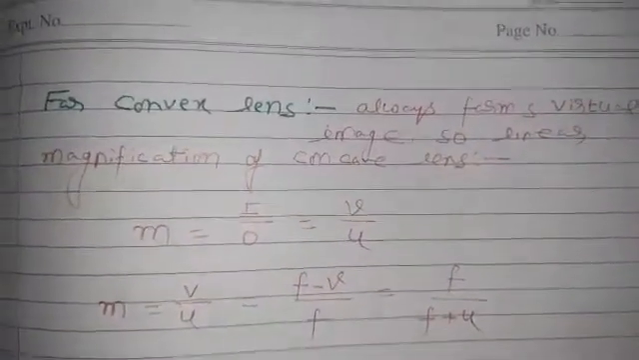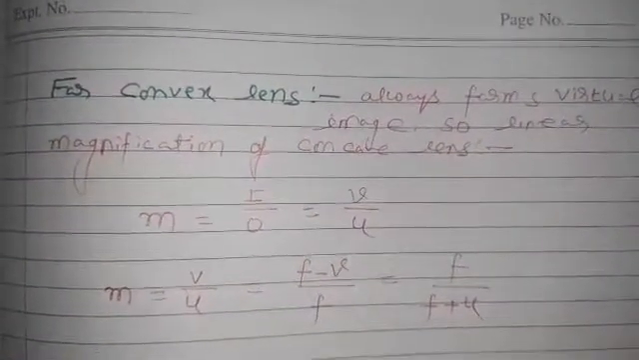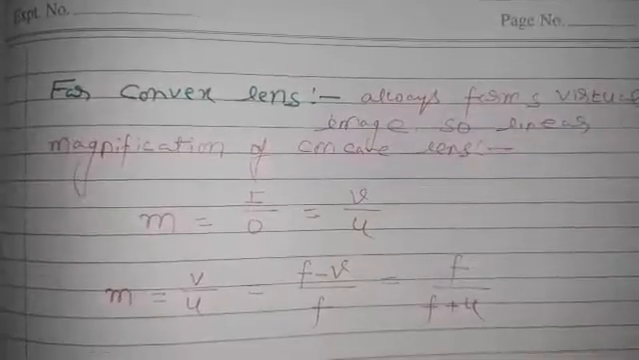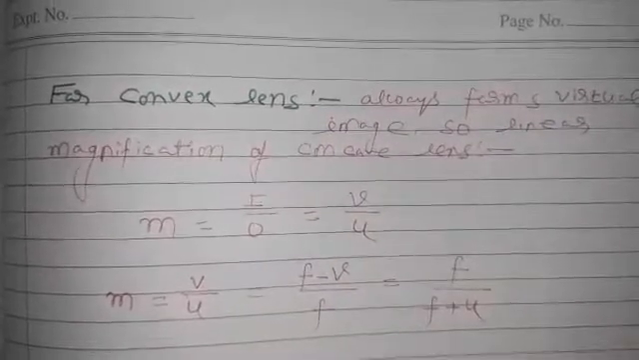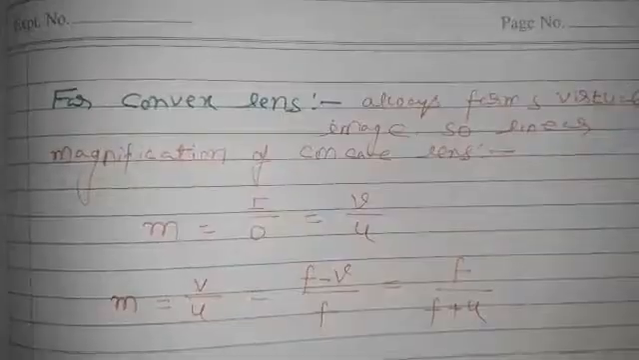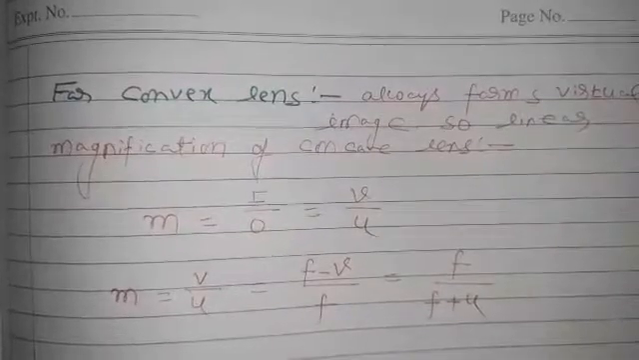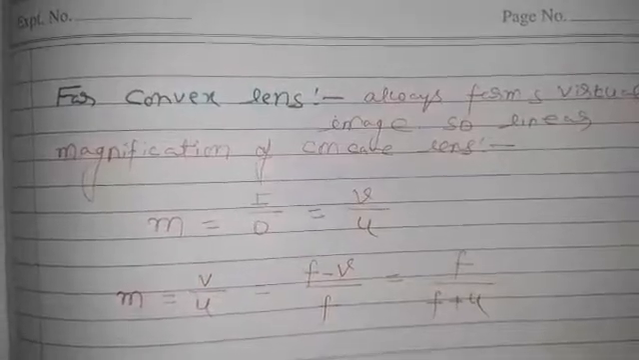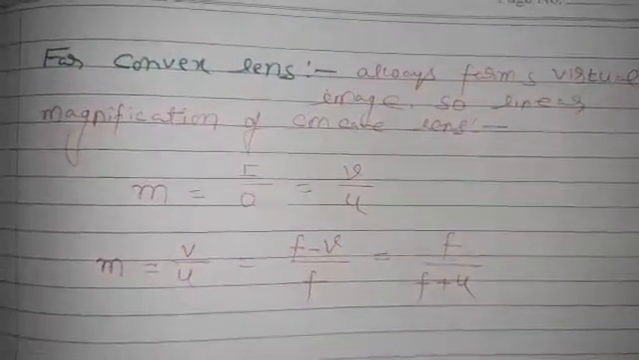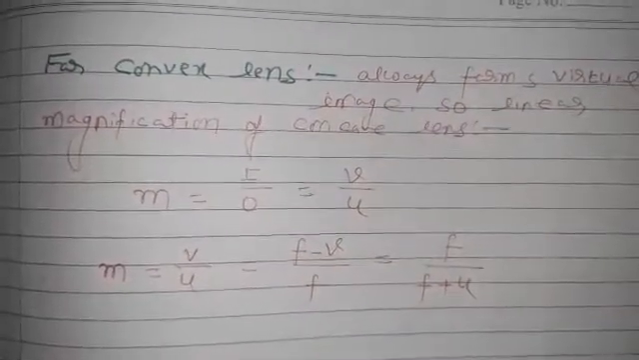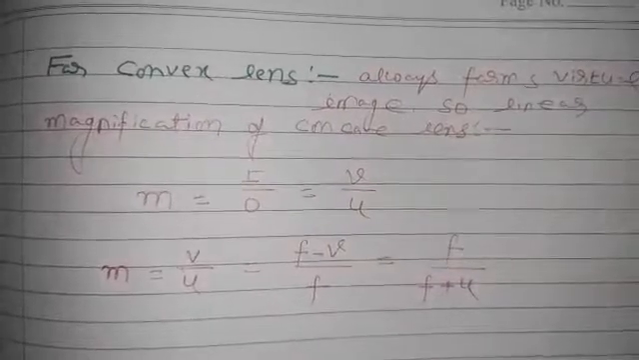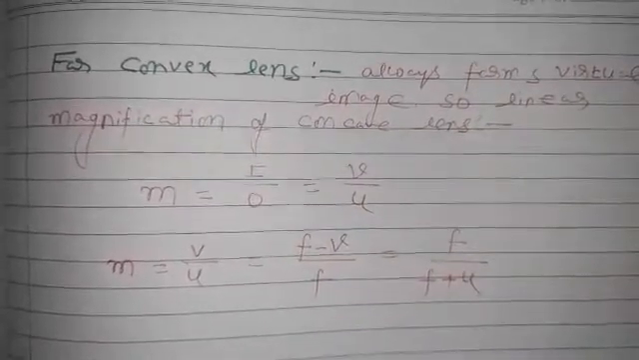A concave lens always forms a virtual image, so linear magnification of a concave lens is M equals I upon O and equals V upon U. Concave lens always gives positive linear magnification. Other formula for linear magnification can be M equals V upon U equals F minus V upon F equals F upon F plus U.